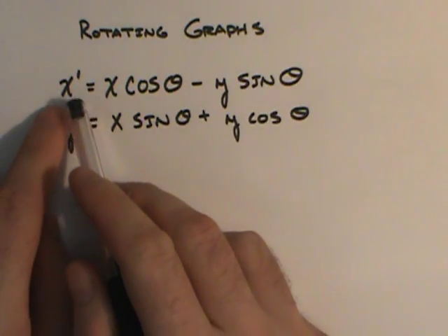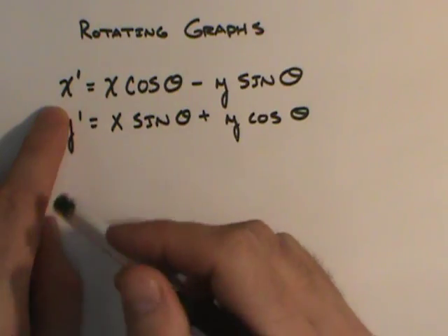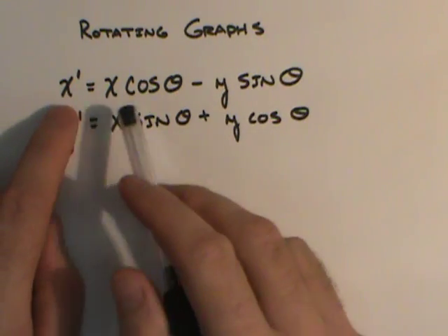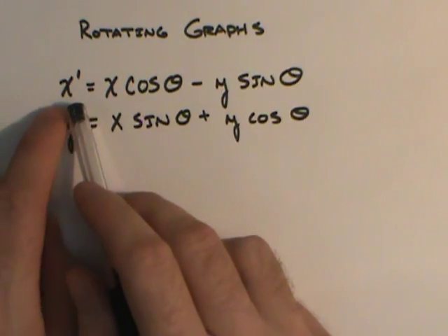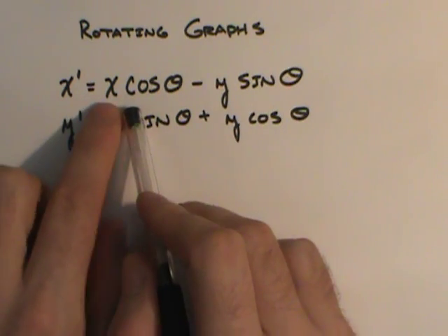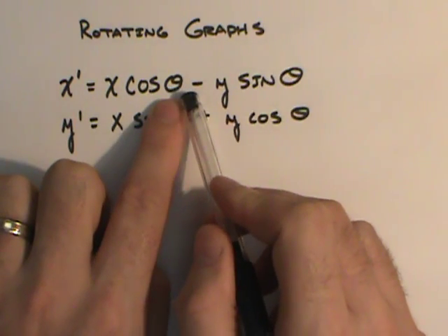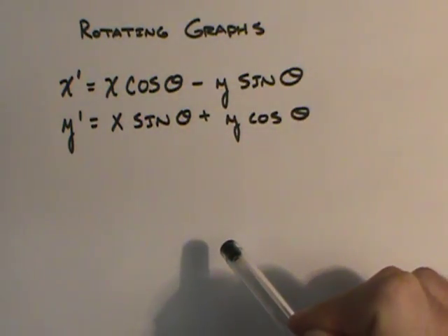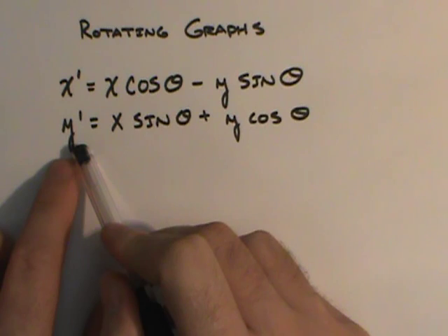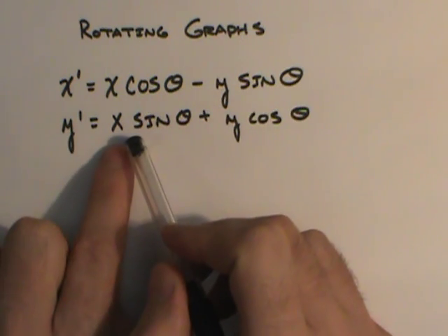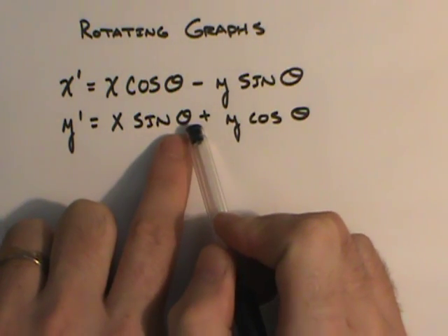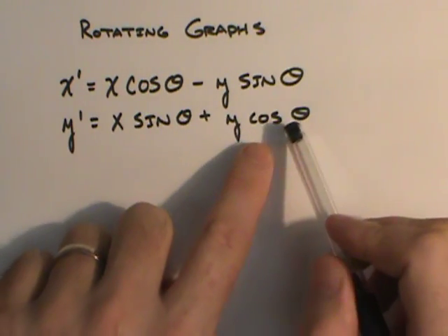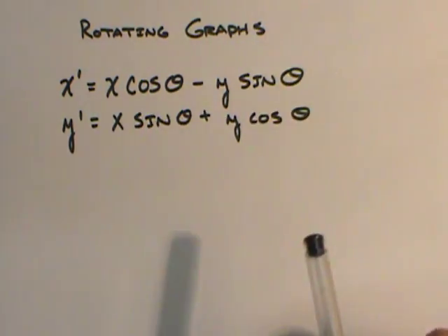The first one says x prime. X prime means the rotation of your x value. And anywhere you see an x, you're going to replace it with x cosine your angle that you're concerned with minus y sine your angle that you're concerned with. In a similar way, any y's that you see in the formula need to be replaced with x sine your angle that you want to rotate plus y cosine the angle that you want to rotate.